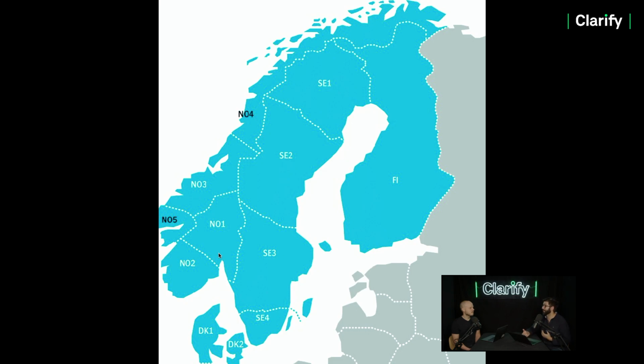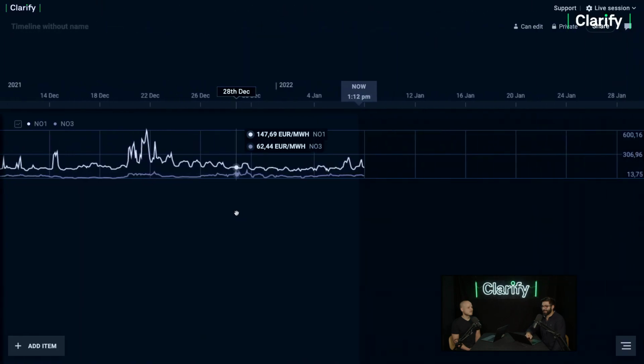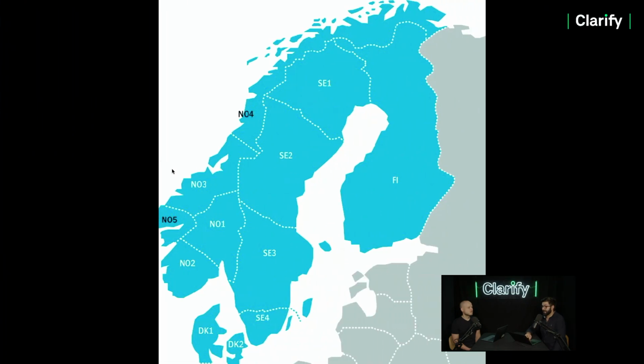It requires you to be able to move power from one area to another. And the reason you can have stuff like this is that NO1 is connected to a region that has high prices, while NO3, you can see, is connected to NO1, but there's not enough capacity to move power between the different regions in Norway in order for us to equalize the prices. Now, this is a lot more complicated than these very basic details.